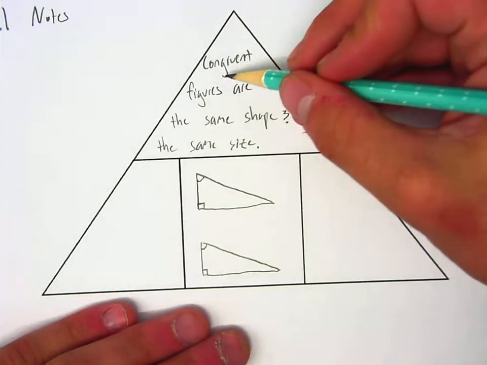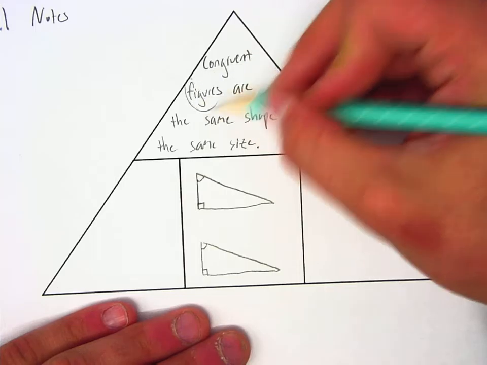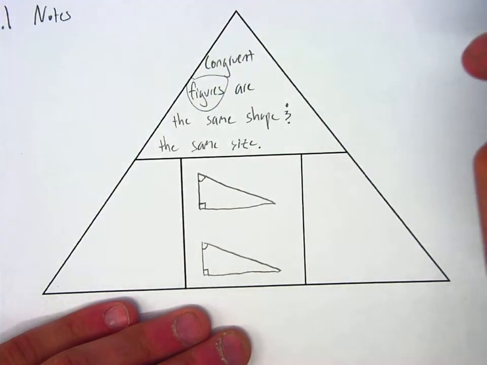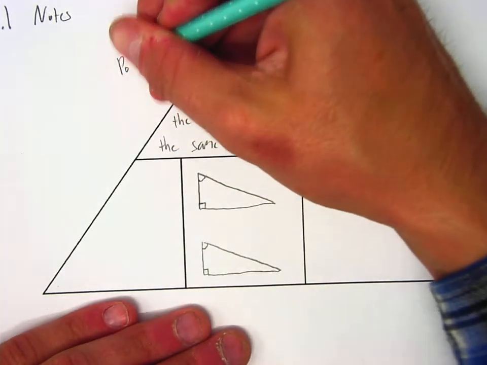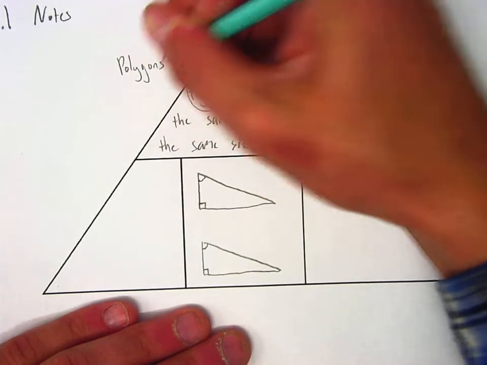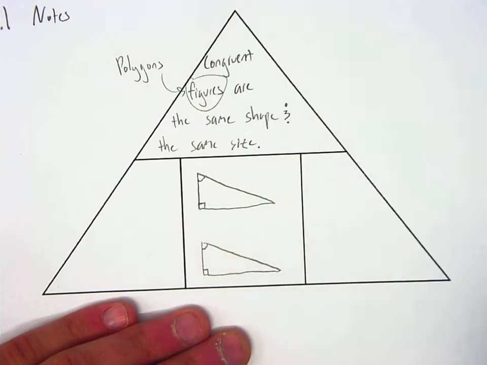And when I'm talking about figures, what I mean by figure is this can be any triangle, quadrilateral, any polygon. So figures, we're talking about polygons, and of course triangles are included. Polygons, okay? Let's talk about this word corresponding angles.